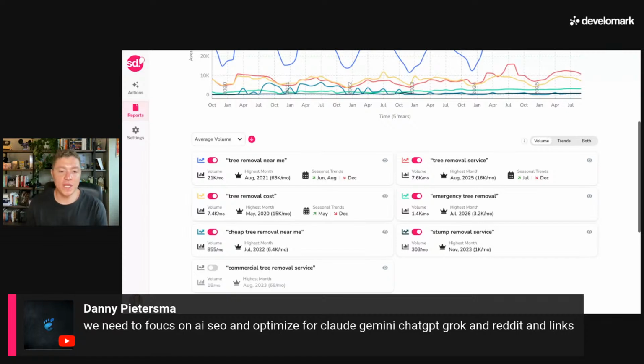So Danny asks, we need to focus on AI SEO and optimize for Claude, Gemini, ChatGPT, Grok, and Reddit and links. Yeah, and I think that comment, it's not really a question, is holistic is the plan here. It's not just focusing on one search engine. It's really about being holistic. And so the activities that we do at our company, at our agency, with our clients is about being holistic and trying to do the right thing for them, which is doing things that AI can't do, helping them make videos and distributing those videos, taking their pictures and distributing those photos.